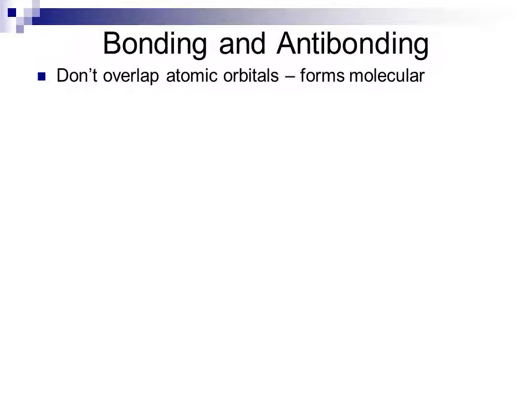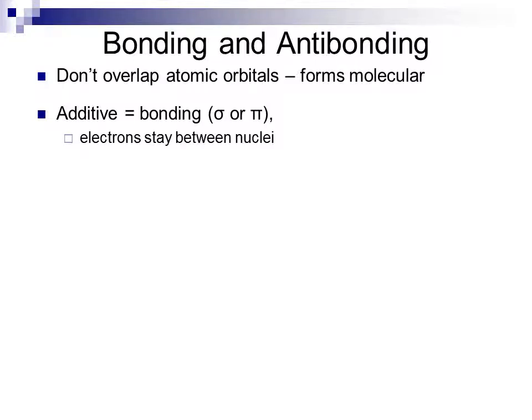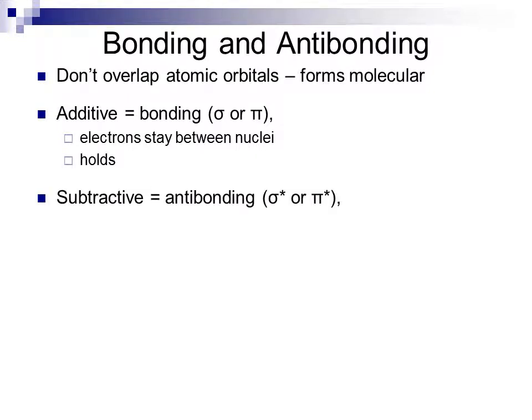So looking at bonding versus anti-bonding, we don't overlap atomic orbitals in MO theory, we overlap molecular orbitals. So overlap of molecular orbitals, which is constructive or additive, is going to be bonding. We call these sigma or pi. Electrons will stay more between the nuclei, and it will hold the molecule together. Now, destructive or subtractive combinations will create what we call anti-bonding orbitals. These are signified by either sigma star or pi star. Electrons cannot exist between the nuclei in these orbitals, and the nuclei will be repelled.